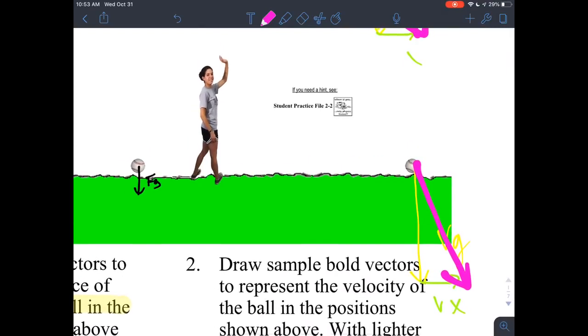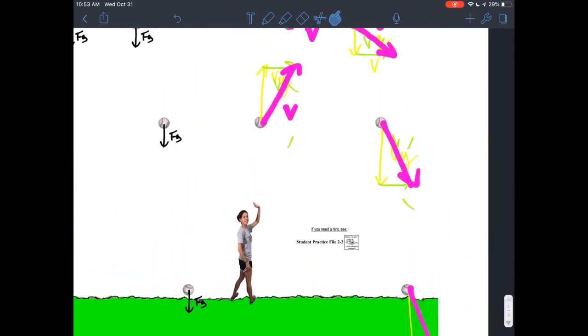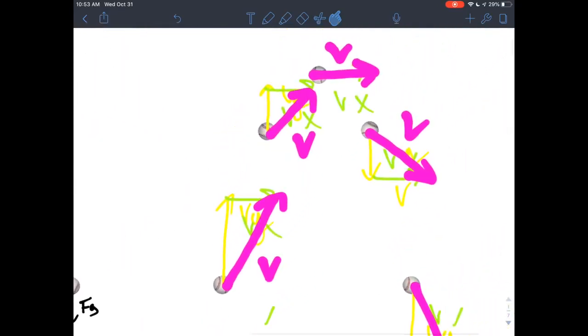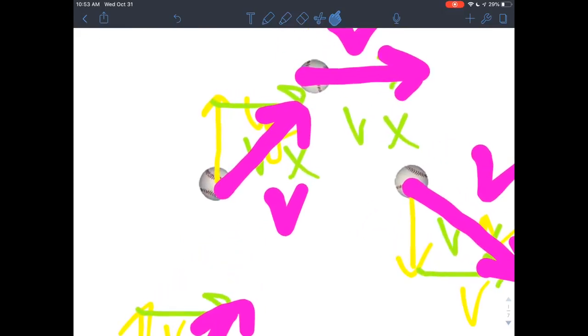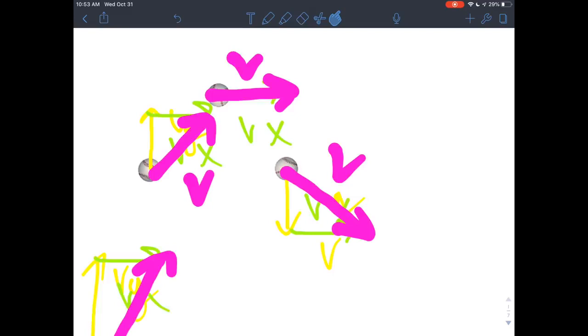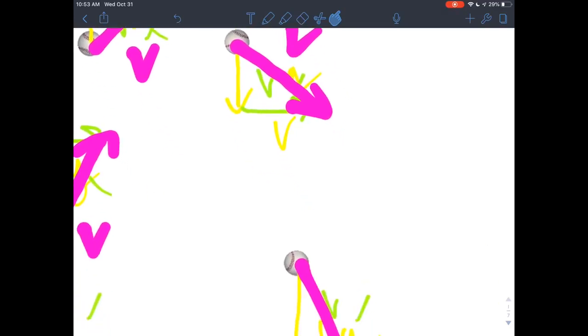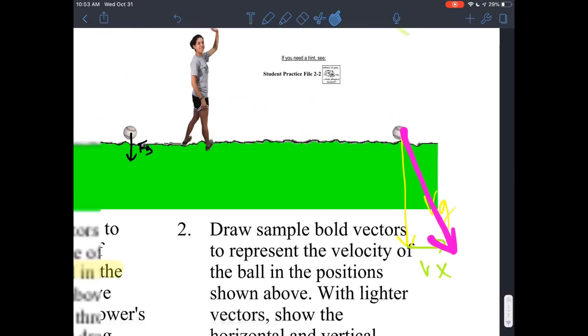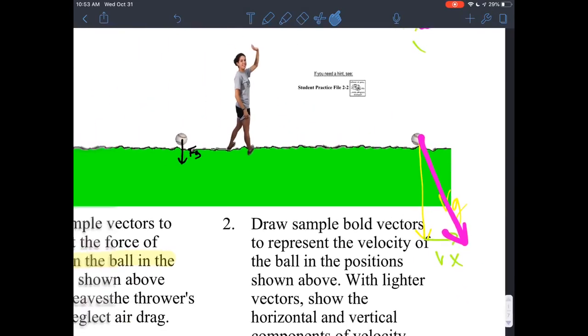So what we should see here, folks, is that over time, this vector at first is a longer vector. As time goes on, gravity slows the vertical velocity of the ball down, and then at the very top, it's only horizontal. And then as it begins to free fall, that velocity vector gets longer and longer until it is going its fastest velocity at the very end.